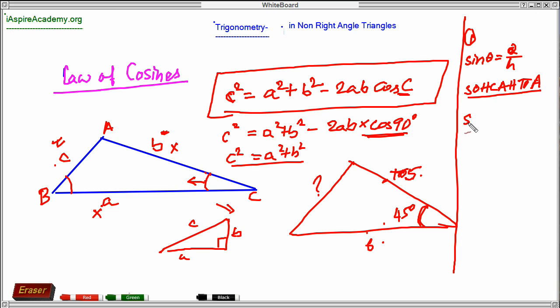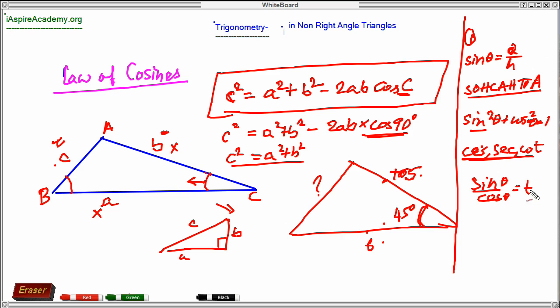Then we read about sine square theta plus cos square theta equals 1. Then we read about other things like the inverses of sine, cosine, and tangent, which are cosecant theta, then secant and cotangent. So we read about this. We also read about sine theta by cos theta equals tan theta. So that's all. Hopefully you got a good review of trigonometry.